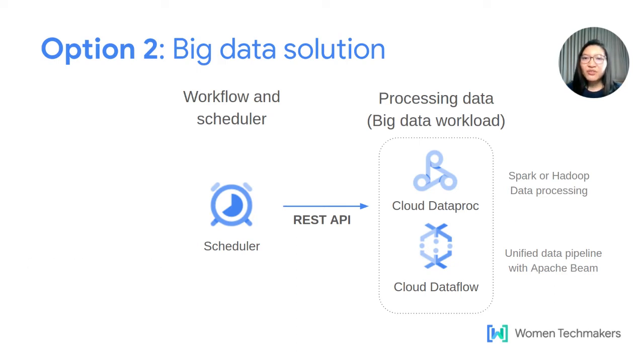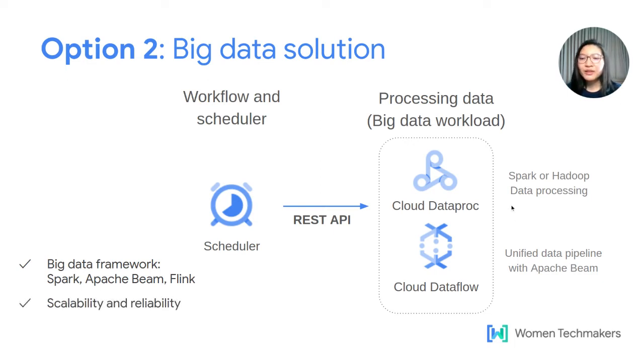The benefits of the big data solution are, first, it supports big data frameworks such as Spark, Beam, and Flink. Next, it supports scalability and reliability well because this workload is designed for big data solutions. And lastly, they are open source. It means you're not locked into Google Cloud. You can run your job anywhere.